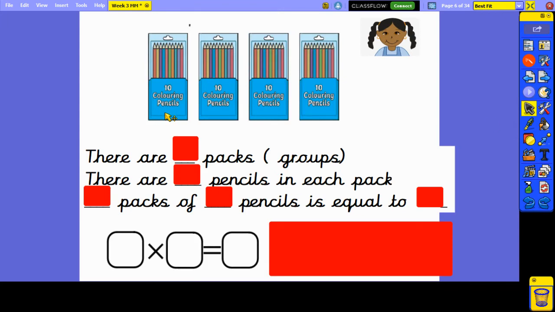Here's an image of some colouring pencils. There are 4 packs and in each pack there are 10 pencils. You can see the label there. Can you please use this picture to help you answer the questions? How many packs? That's how many groups are there. How many in each pack? And then use that information to help you write your multiplication equation. I want to know how many pencils are there altogether. Pause the video while you work it out.